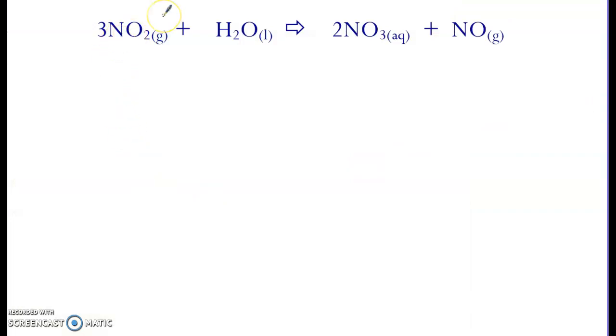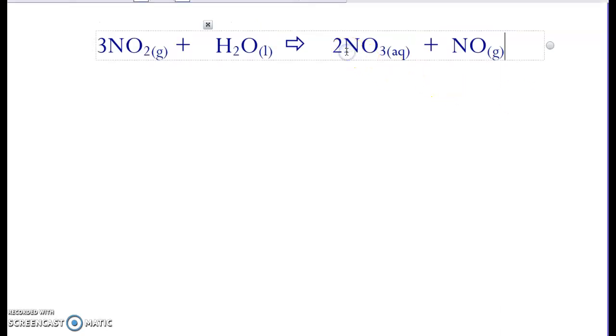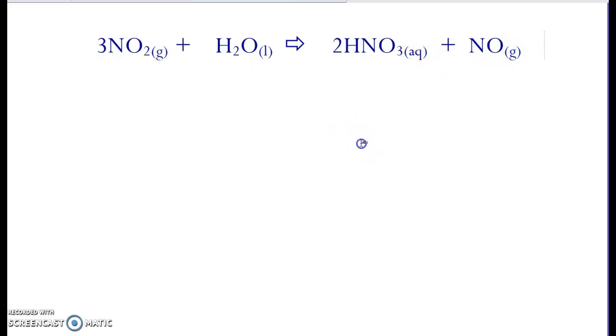This is nitrogen dioxide gas and water producing nitric acid and nitrogen monoxide. Notice this should be HNO3 here. There's a mistake here. This should be nitric acid, aqueous, notice, and nitrogen monoxide gas. Okay. So we check our chart here.